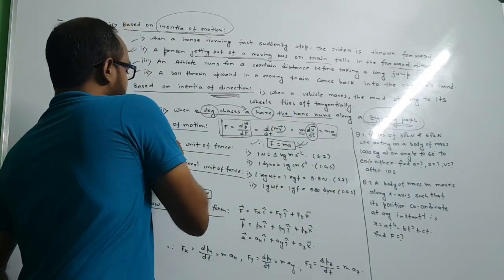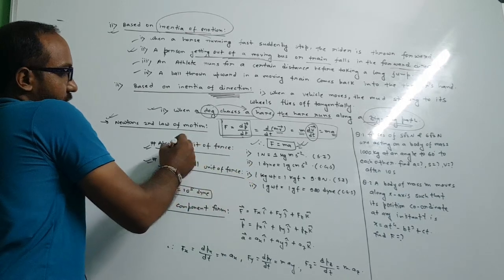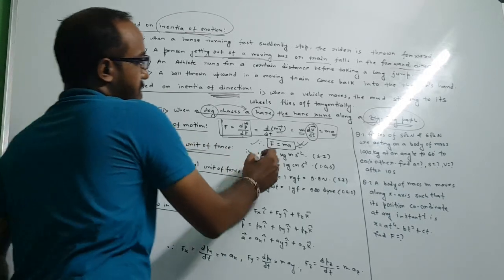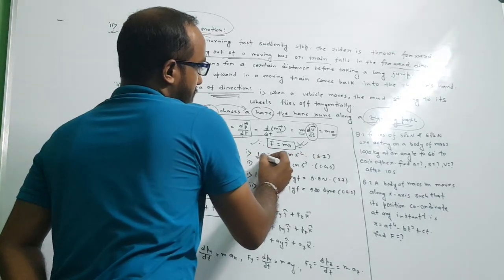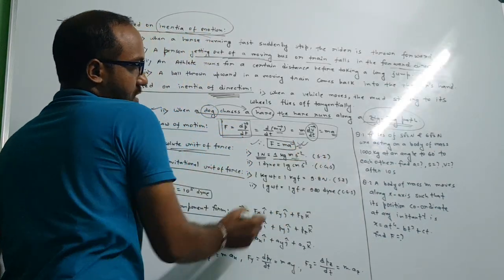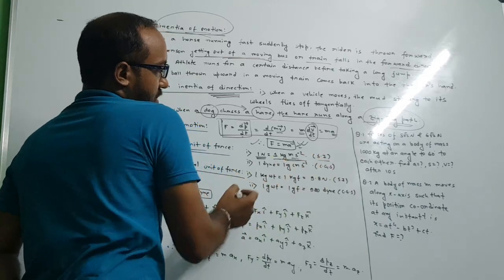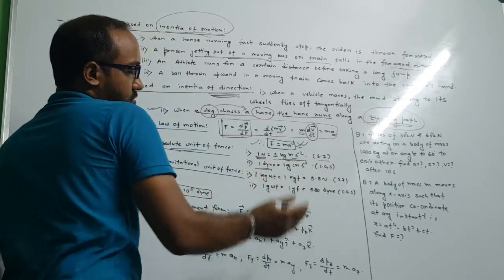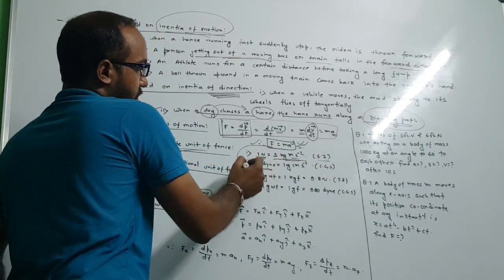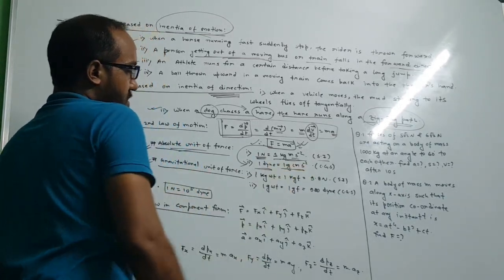Now it has two types of unit: absolute unit and gravitational unit. The absolute unit is the Newton. 1 Newton is 1 kg meter per second square, because acceleration has the unit meter per second square and mass has kg. In CGS, the unit of force is 1 dyne, so 1 gram centimeter per second square.